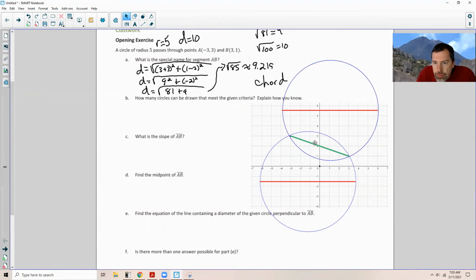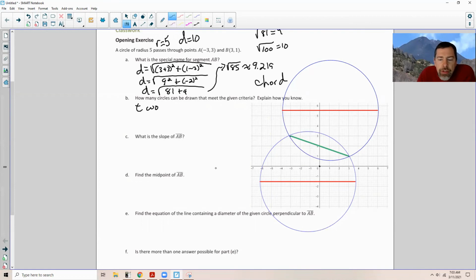Okay, there's one circle, there's another circle, sharing those 2 distinct points with that chord. So the chord could be in the circle down here, or it could be in the circle up here. So how many circles? The answer is 2. And that is the explanation.